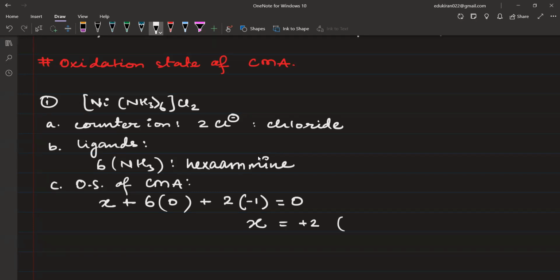So +2 you will write like this in Roman numerals. Okay, and when you write the name, see, the D part, how do we write the central metal atom? Because it is the last thing that we write. That is going to be nickel. So this is going to be nickel 2. Is this clear? Yes or no? Please tell me, guys.